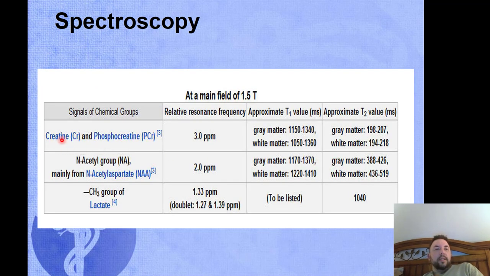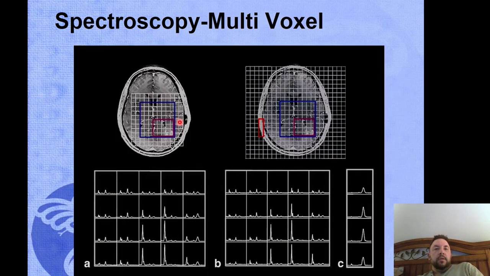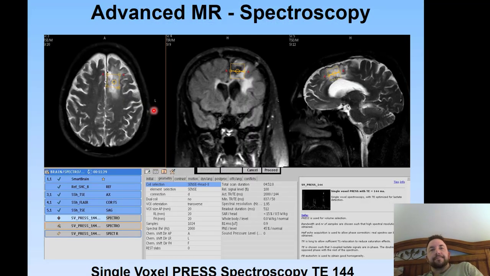So creatine in the brain, N-acetyl aspartate. This is not a sugar substitute. This is a compound found in the brain that's an important control for us. Also lactate. So at the different parts per million is where these substances are found on the scale. So in a multivoxel application, there's multiple graphs or readouts within a particular slice that's been obtained. In single voxel, we're doing one specific region of interest.